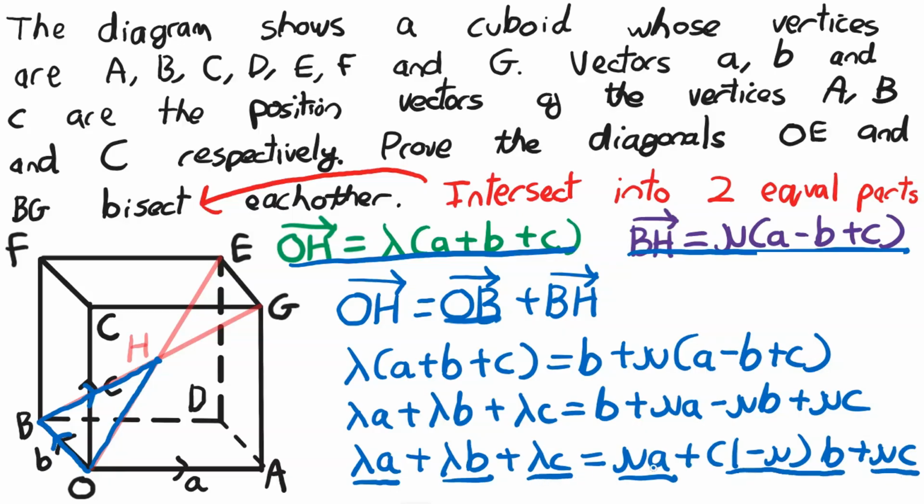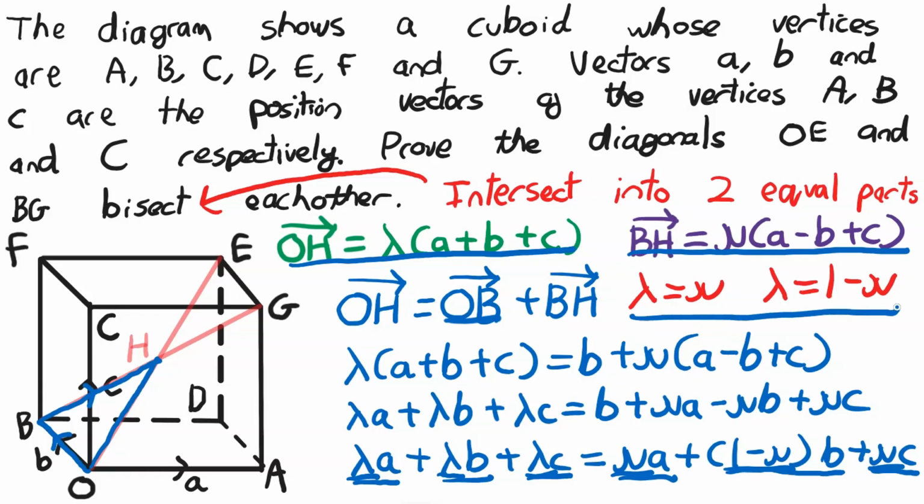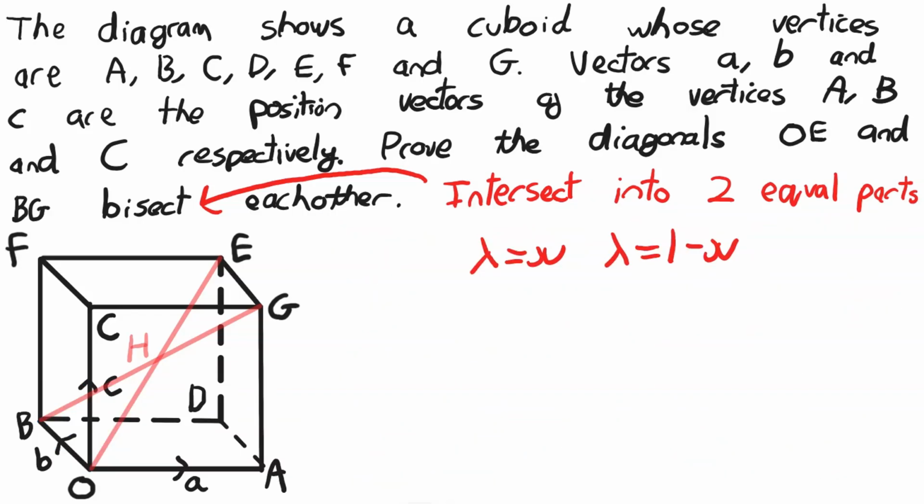So if we equate coefficients for A, we can see that lambda is equal to mu. Okay, if we look at the coefficients for B, we can see that lambda is equal to 1 minus mu. Okay, if we equate coefficients for C, we can also see that lambda is equal to mu, which is the same as A, so we don't really need to worry about it. But here we've got this pair of simultaneous equations. Okay, so let's solve these simultaneous equations in order to find out what lambda and mu are.